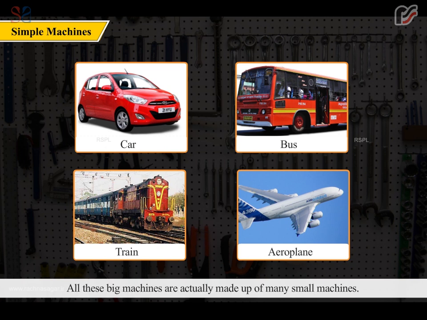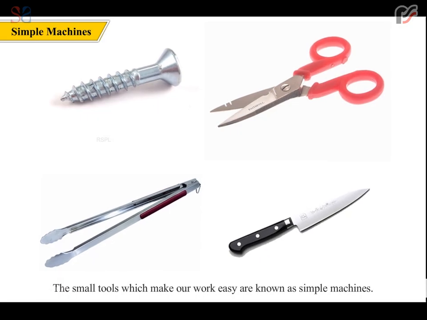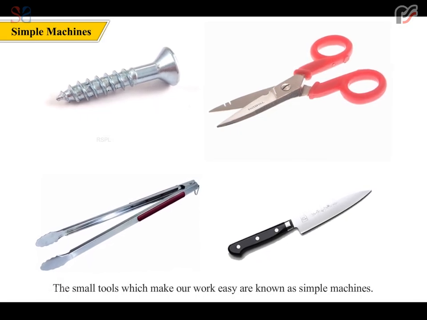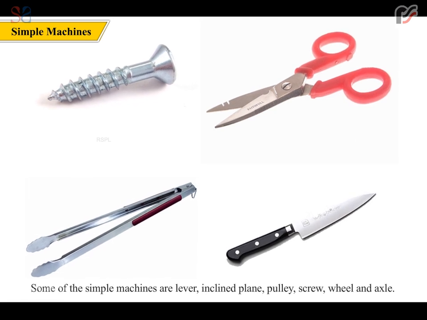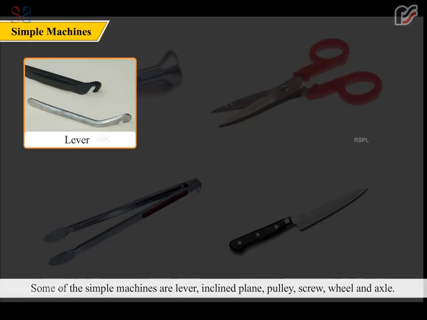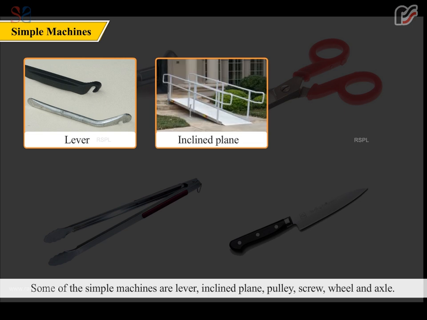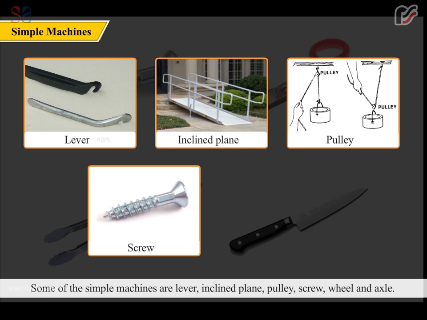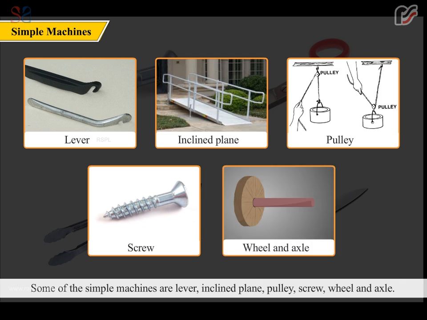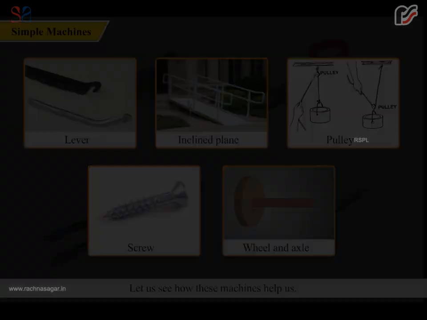All these big machines are actually made up of many small machines. The small tools which make our work easy are known as simple machines. Some of the simple machines are lever, inclined plane, pulley, screw, wheel, and axle. Let us see how these machines help us.